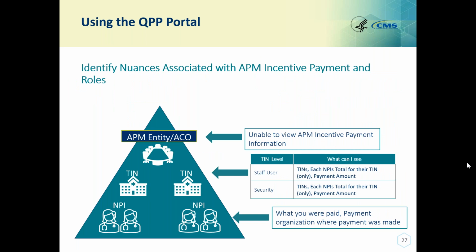So as Tanya mentioned, the APM incentive payment is for QPs, and the payment is made to their payee organization or TIN. Therefore, when you are accessing this information via the QPP portal, you need the appropriate user role to access it. The information is available using the practice level user role as well as the individual clinician level user role. Information is not provided to entities that have the APM entity user role because, as Tanya mentioned, the APM entity is just a means for earning QP status.